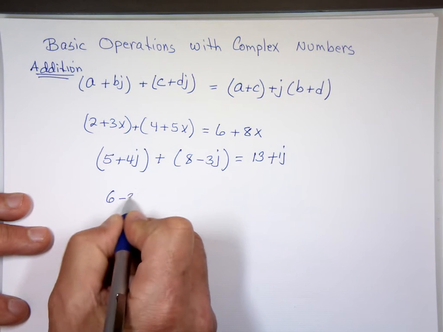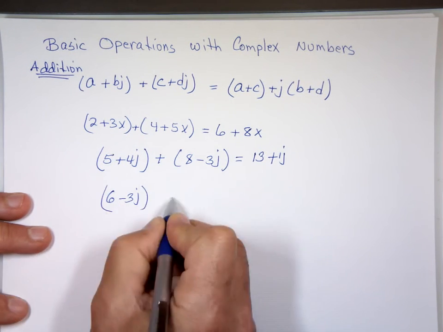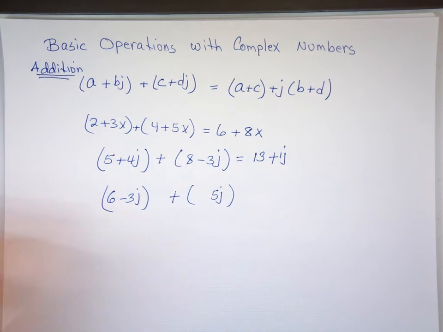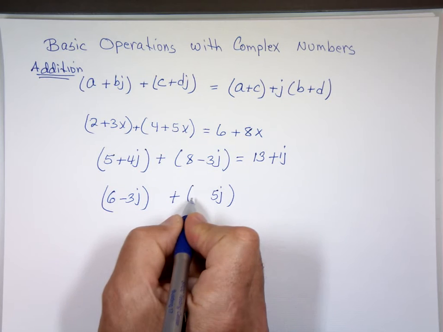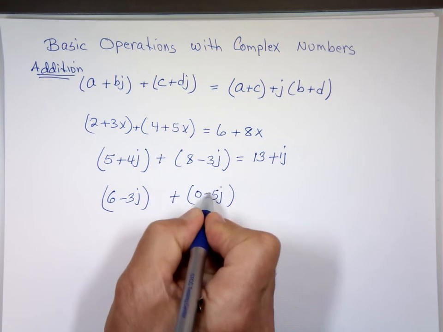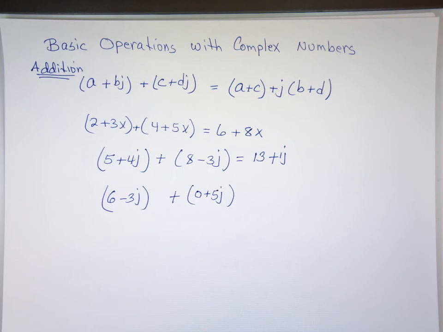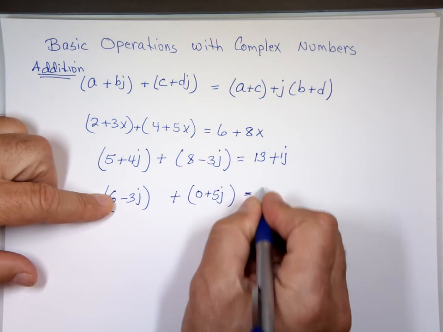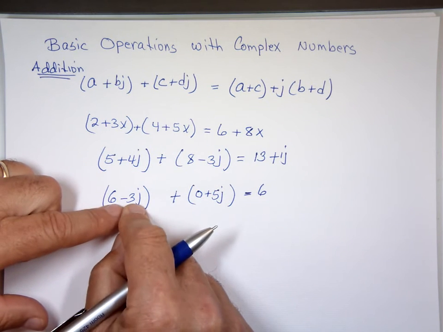Six minus 3j, and I want to add to it 5j. Uh-oh. That doesn't look like a complex number at the end, does it? Yes, that's a 0. So if you don't see the real portion, put a 0. What's 6 plus 0? 6. What's minus 3j plus 5j?